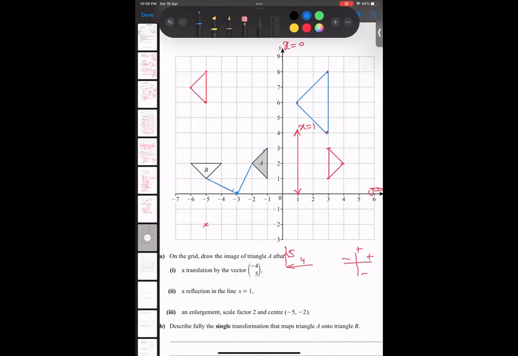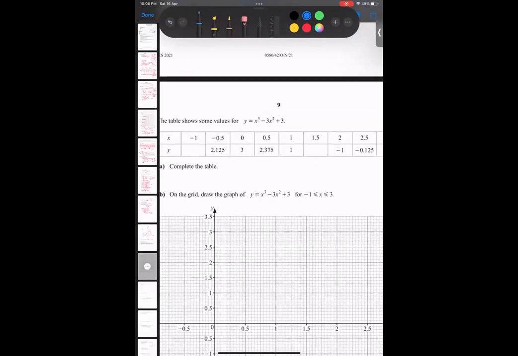and what is the angle between them here? 90 degrees for sure. So it means that A onto B. Make sure A is shifting onto B. It's called rotation. 90 degrees anti-clockwise. Center -3 and 0. So I hope you got the idea, and let's go for the next page.